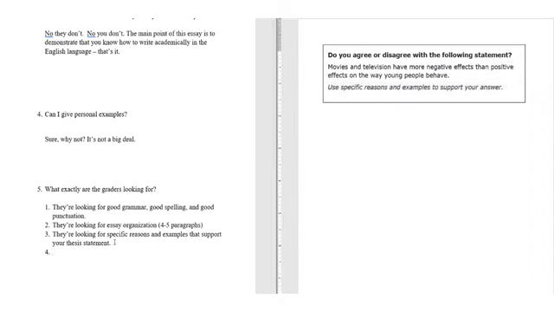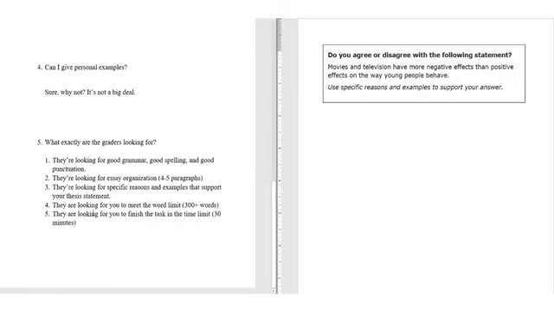I mean, they are looking for you to meet the word limit. So TOEFL recommends 300 plus words. That's what they recommend. They are looking for you to finish the task in the time limit. So for this, they give you 30 minutes. In fact, the computer will shut down, so there's really nothing you can do to extend this. And if you have all of these things under control, there's no reason why you shouldn't get a high score.